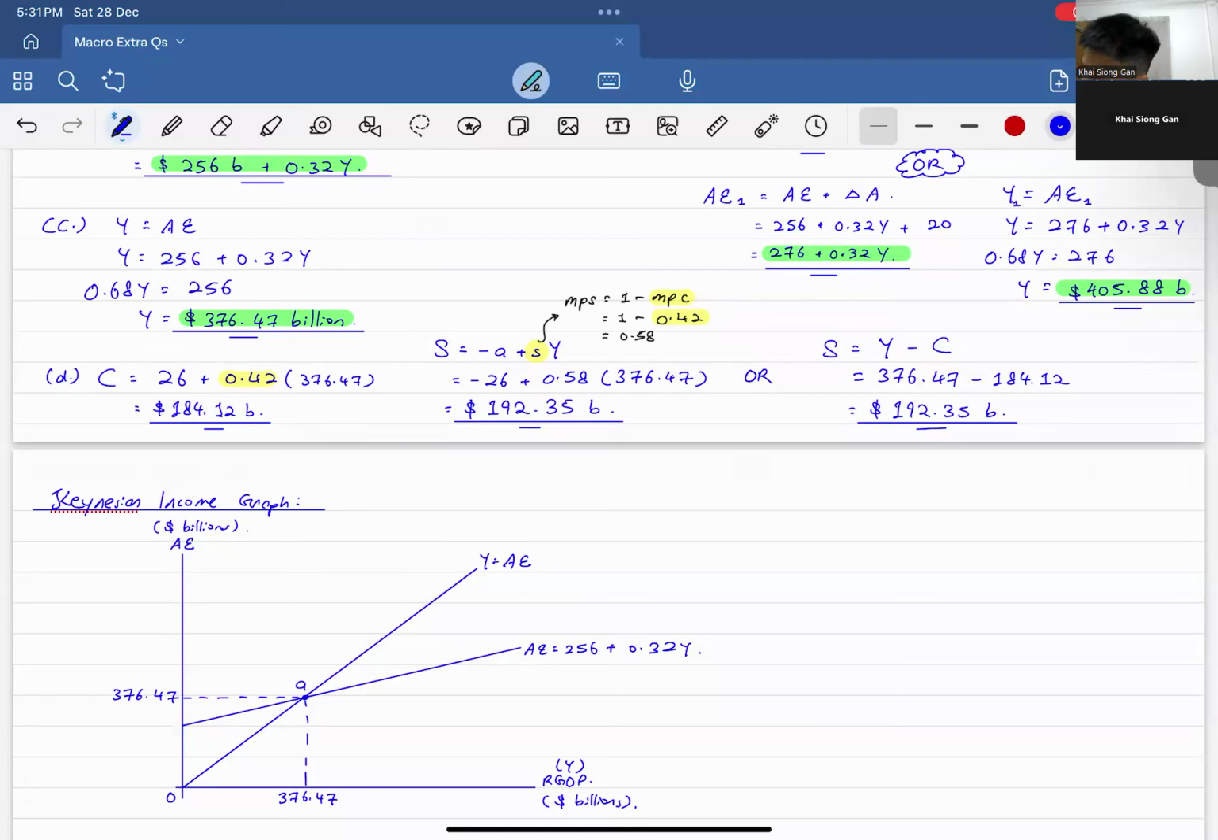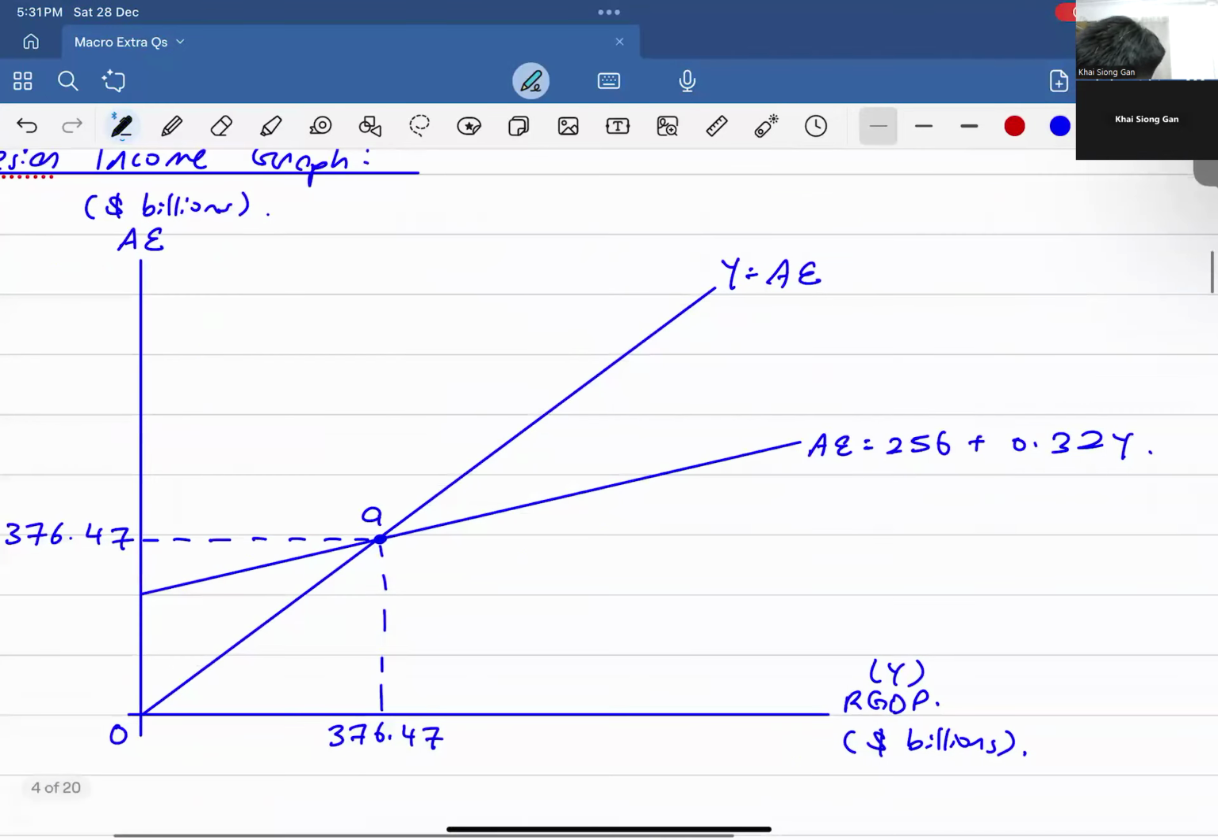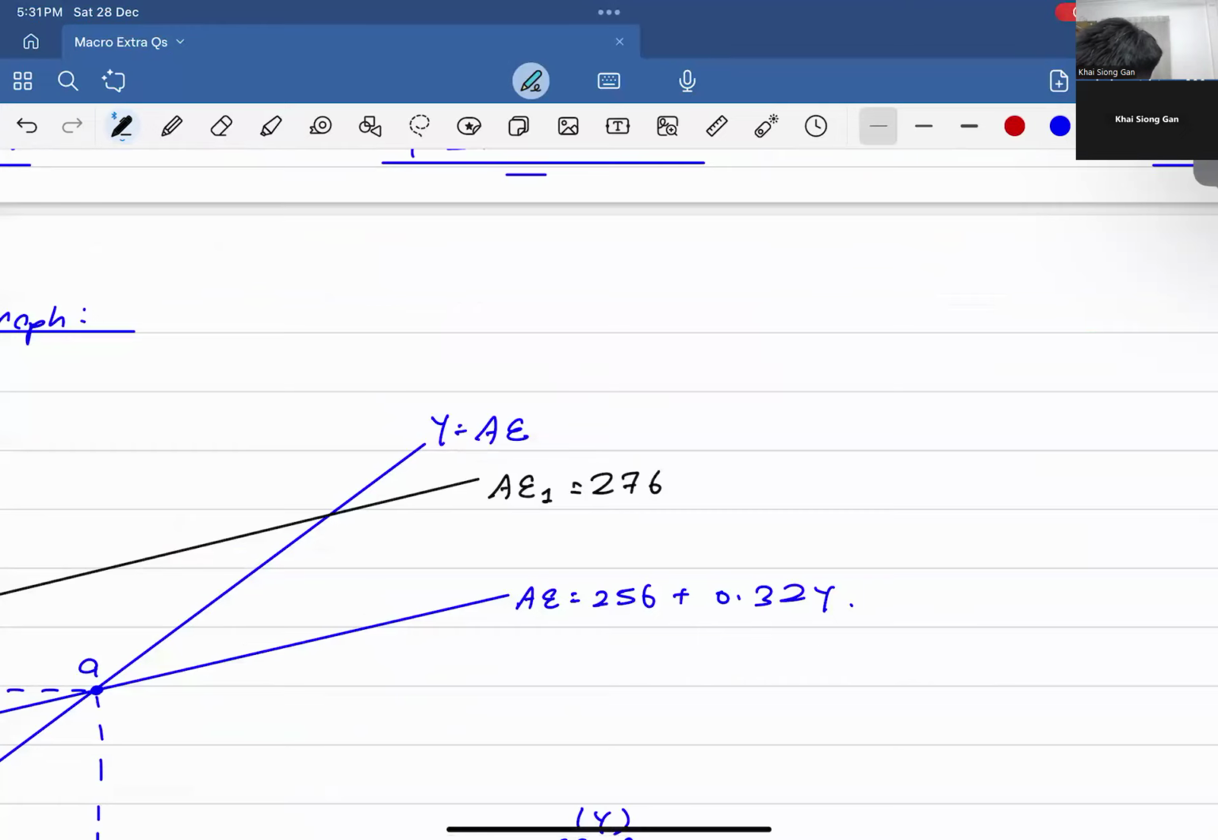Now, government spending increases. So the AE curve will shift upwards because of the increase of government spending by 20 billion. Now I move this AE curve upwards, in parallel. So now this is the new AE, 276 plus 0.32y.